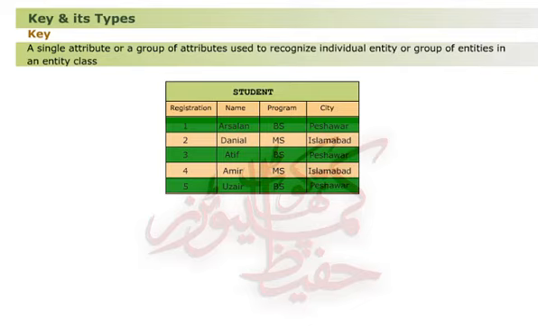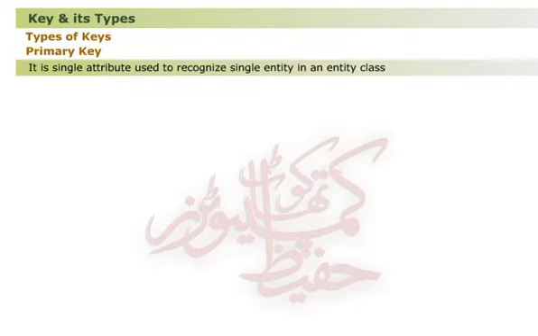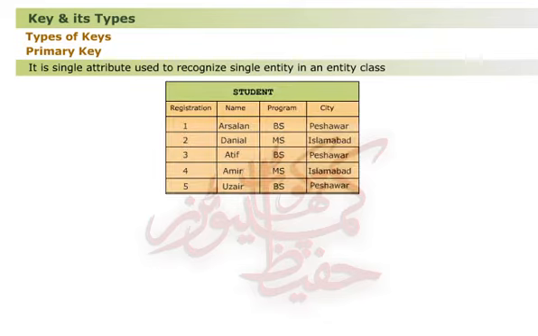Let us discuss key in more detail by discussing various types of keys. These are: Primary key. It is a single attribute used to recognize an entity in an entity class. For example, in entity class student, the attribute registration number is a primary key. The primary key attribute is represented with an underline. Now a question arises: why is the attribute registration number chosen as primary key? This can be clarified by discussing the characteristics of an attribute to be selected as primary key.